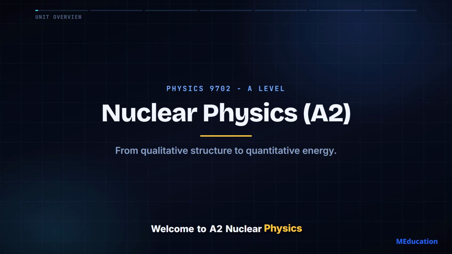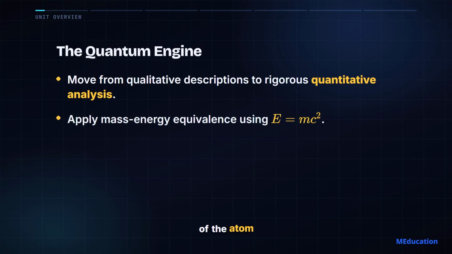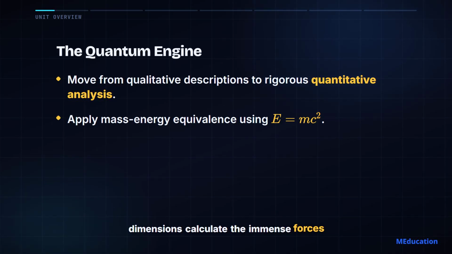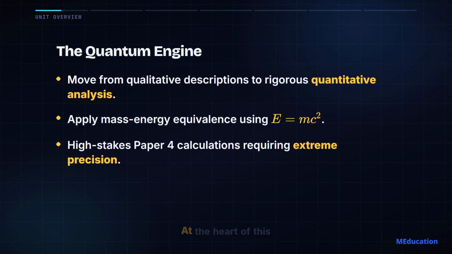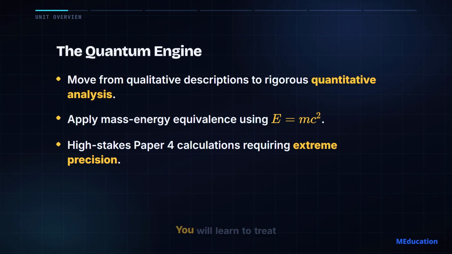Welcome to A2 Nuclear Physics. At AS level, you learned the basic structure of the atom. Now, we step inside the nucleus to measure its exact dimensions, calculate the immense forces holding it together, and mathematically model its decay. At the heart of this unit is Einstein's mass-energy equivalence.